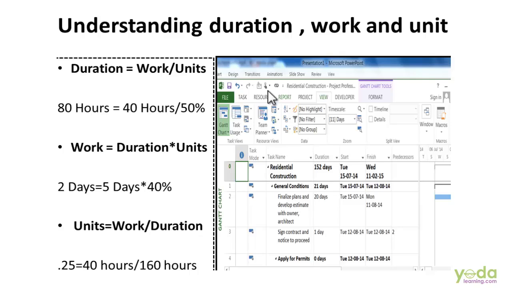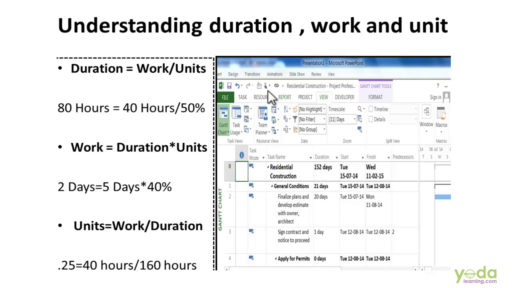If you fill in the duration and the units, Project calculates the work. If you fill in only the duration, Project calculates the work by filling in the unit cell with 100% or the resource's maximum unit. And if you give it both duration and the work, it will calculate the units.